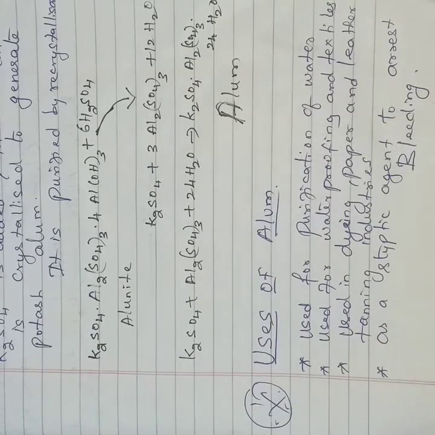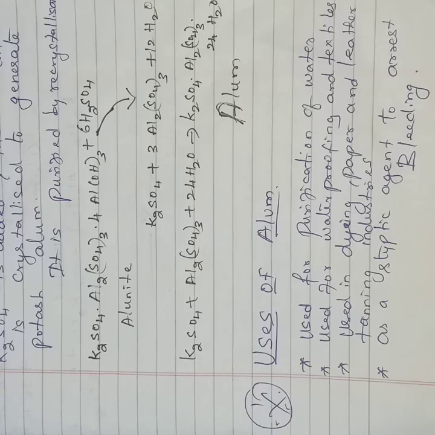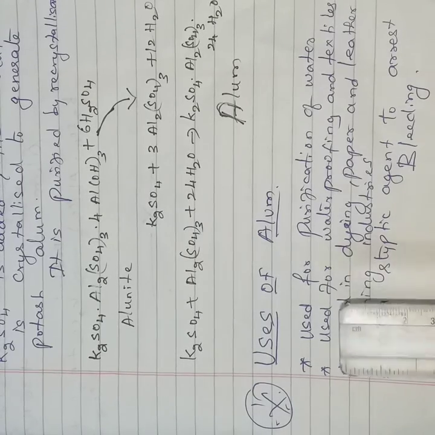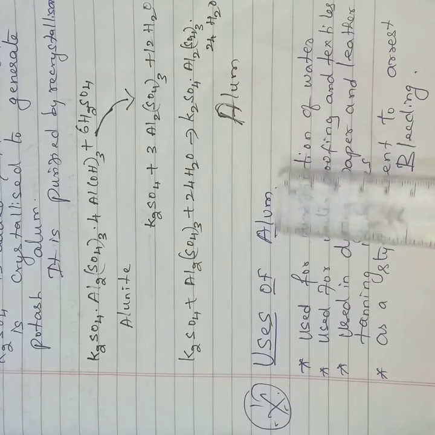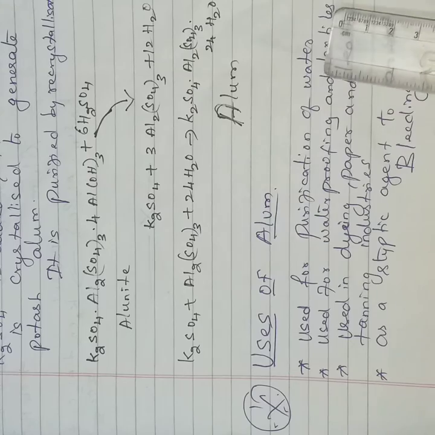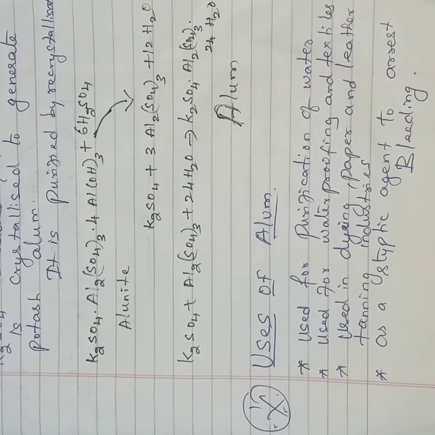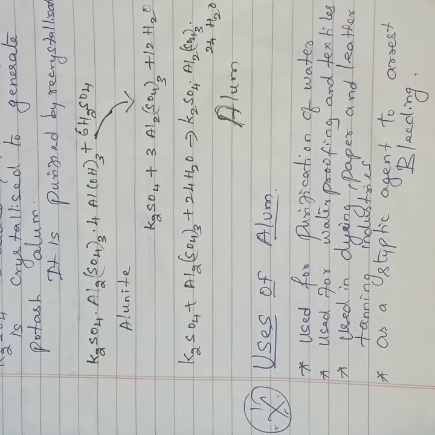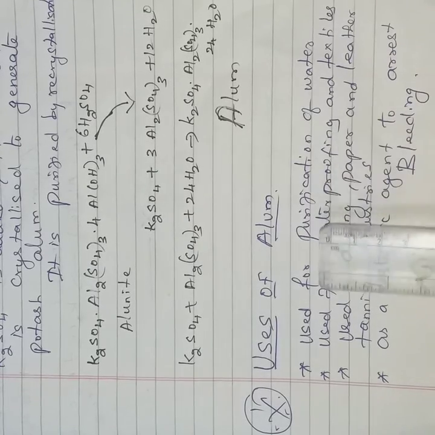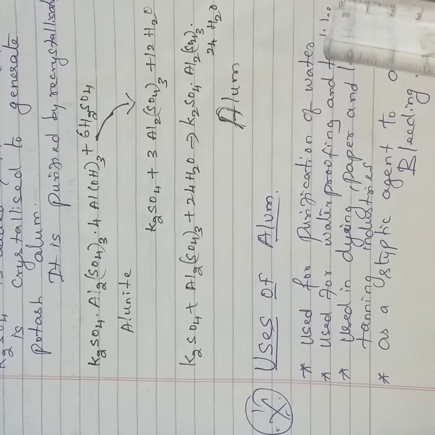So this is an important 3-mark question: What is alum, how is it prepared, and what are its uses? Now we are going to see the uses of potassium alum. First use, it is used for the purification of water. As already told, if the water contains bacteria or any small microbes, they can be easily destroyed or killed by the alum. So it is used for the purification of water.